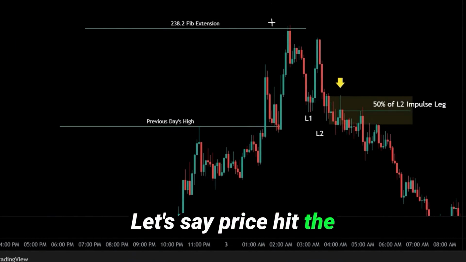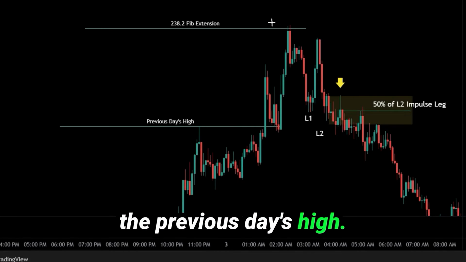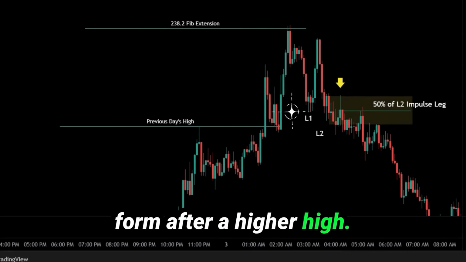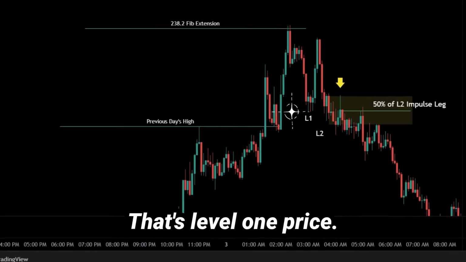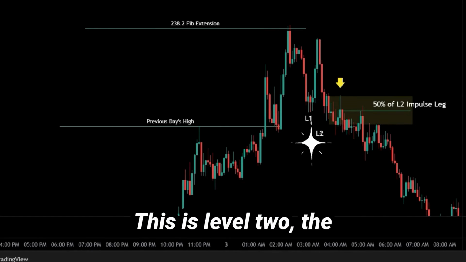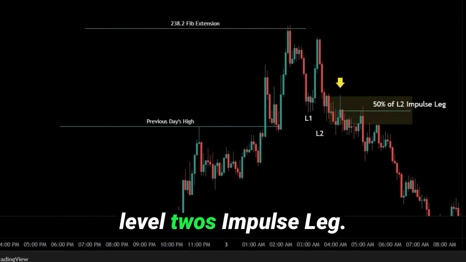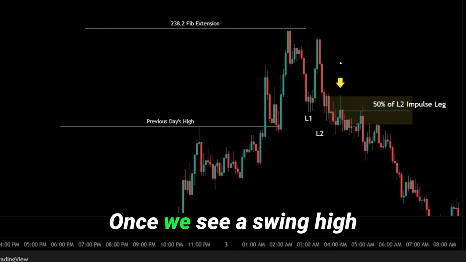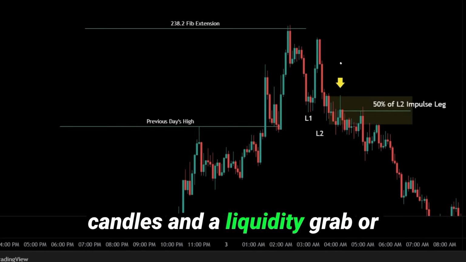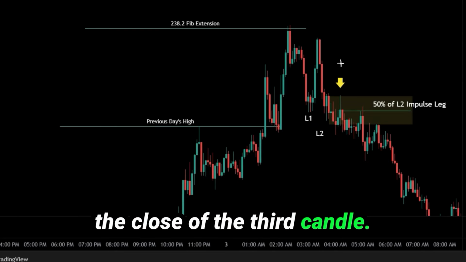Here's an example. Let's say price hit the 238 Fibonacci extension level after taking out the previous day's high. From there, we're going to look for a lower low to form after a higher high. That's level 1. Price creates another lower low. This is level 2. The move retraces and we monitor the 50% zone of level 2's impulse leg. Once we see a swing high form, confirmed with the 3 candles, and a liquidity grab or price rebalance, we enter at the close of the third candle.